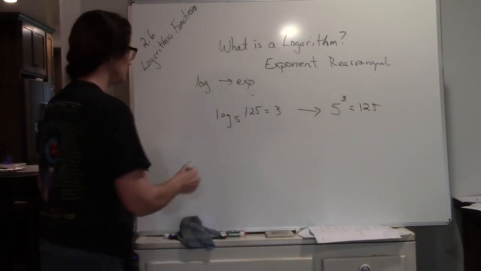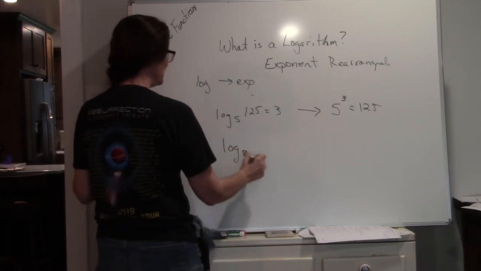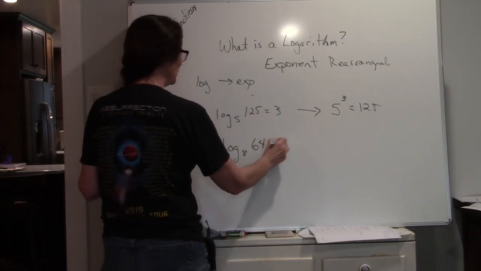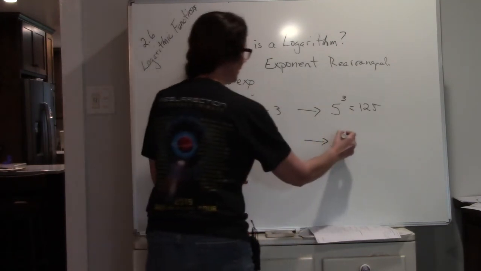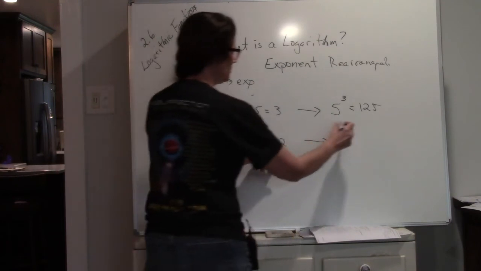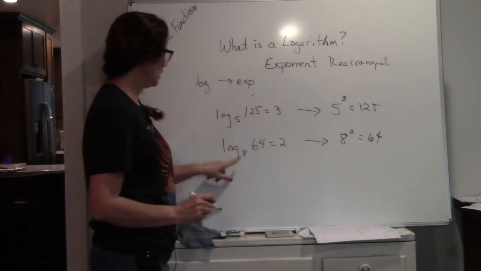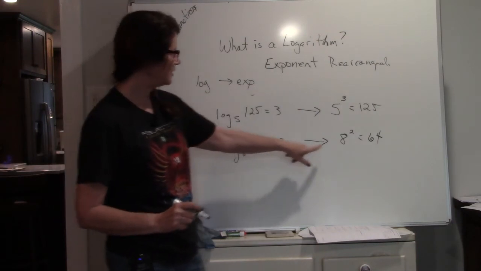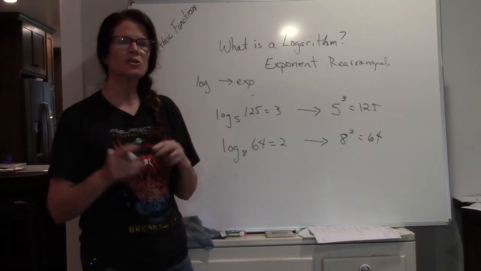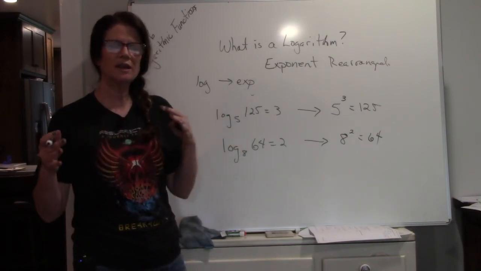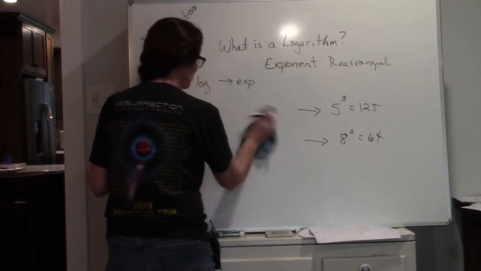Okay, let's try another one. Log base 8 of 64 equals 2. So 8 is my base. 2 is my exponent. The total is 64. So log base 8 of 64 is 2 is the same as 8 to the second power equals 64. So going from exponent to log and log to exponent, it's just a rearrangement of the information is all it is.